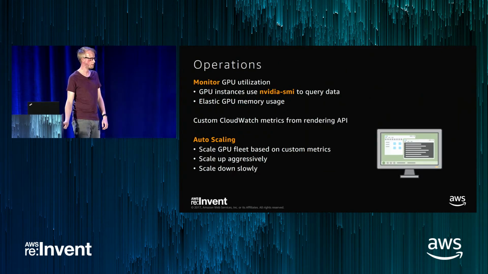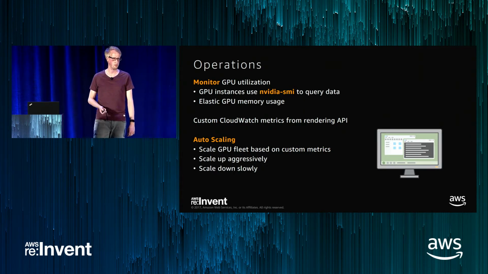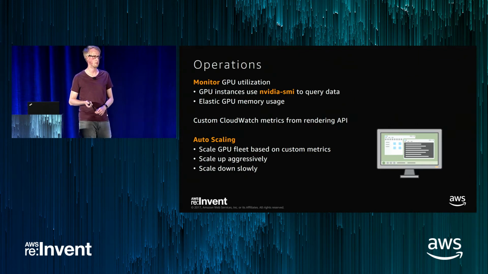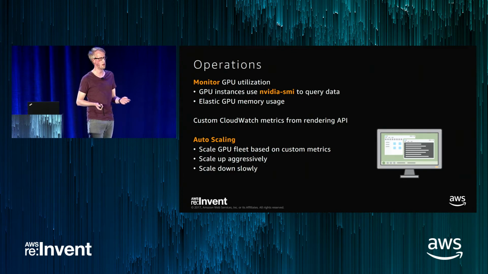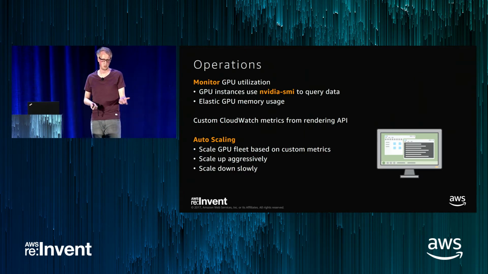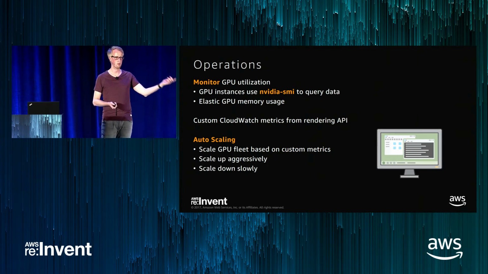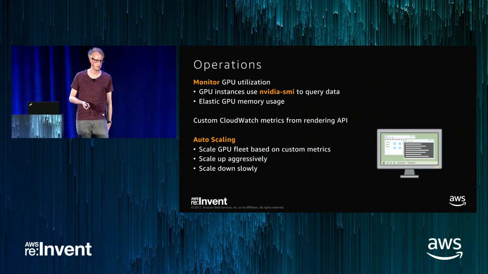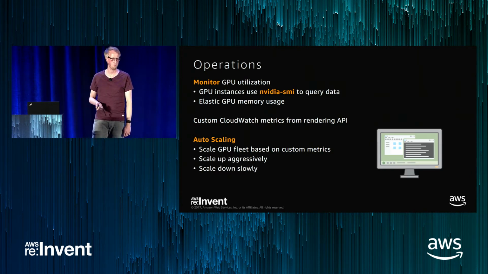If you're running this, you need to obviously monitor this. So for the GPU instances, the driver comes with a tool called NVIDIA SMI, and you can use that to monitor your GPUs. The Elastic GPUs push their metrics to CloudWatch automatically, so you can pick them up there. You can also add custom CloudWatch metrics, so you can just measure the time it takes to render an image within your rendering API and push that to CloudWatch. And then you have additional metrics there to monitor and also to set up your auto-scaling rules on those metrics.